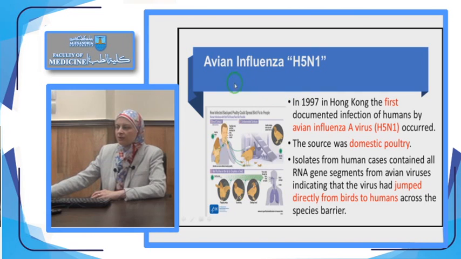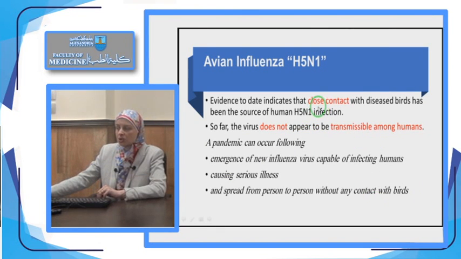What about the avian influenza, which happened in 1997, the H5N1? It was the first time that we documented that humans were infected by an avian influenza virus. This is purely avian. The source was domestic poultry. Isolates have all their genes from avian viruses, indicating that this virus jumped directly from birds to humans. It crossed species. It was transferred directly from birds to humans through close contact. And these strains were not transmitted from human to human.